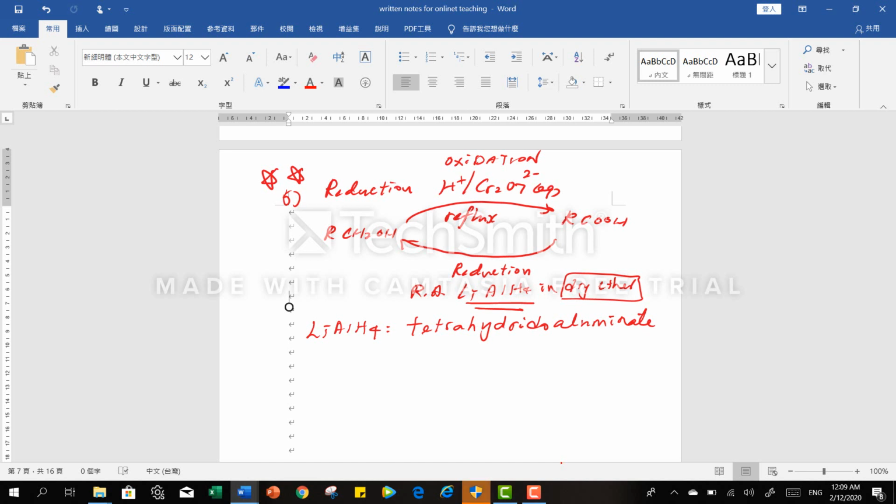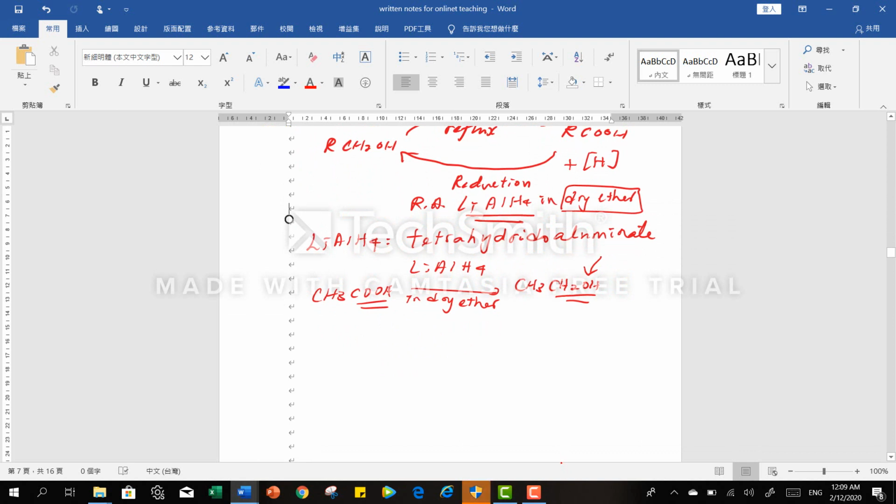So basically what it's doing is CH3COOH, if you add lithium aluminium hydride in dry ether, it will turn to CH3CH2OH. This group will go back to alcohol. Now, if you have to write a balanced chemical equation, for oxidation we add oxygen, but for reduction we add hydrogen. I will demonstrate an example to you.